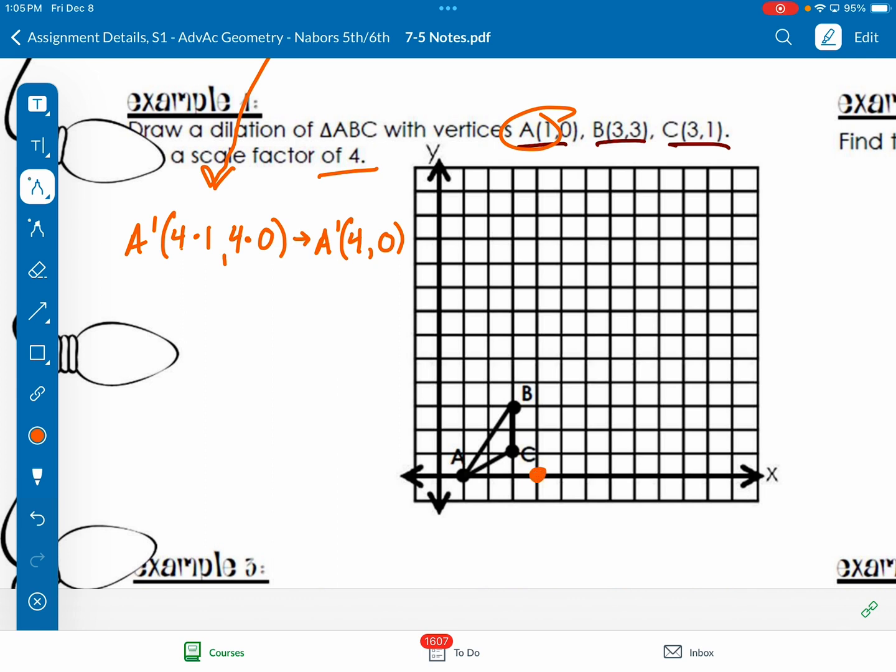And notice we're going to label the vertices of my image with this little dash. You guys see that little dash? Does that mean transformation? Like the new one? Yes, it indicates the image. Okay, the mathematical word for that is called prime. So that's A prime.